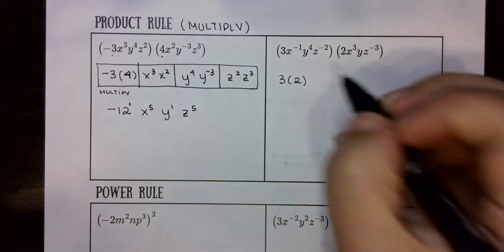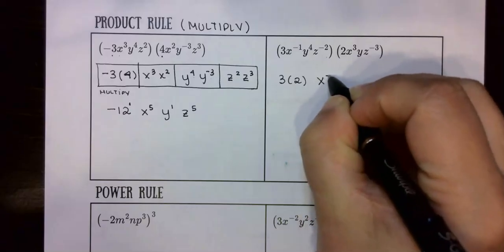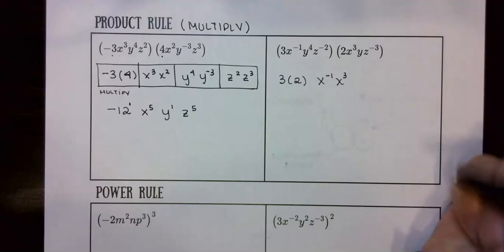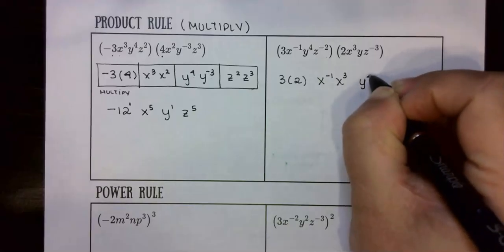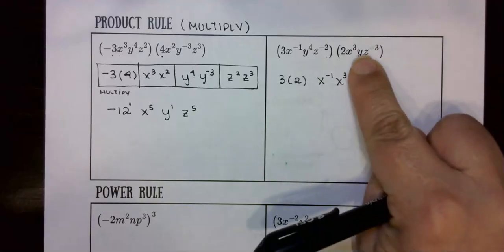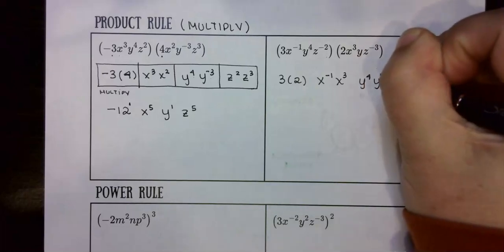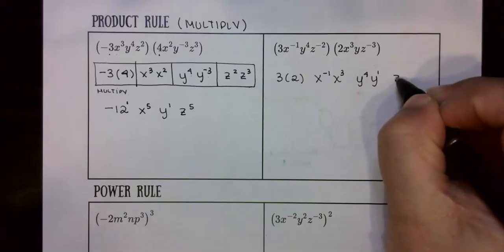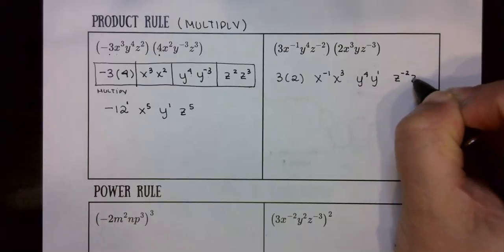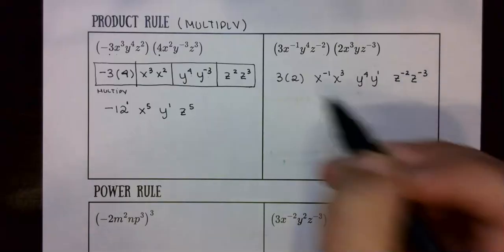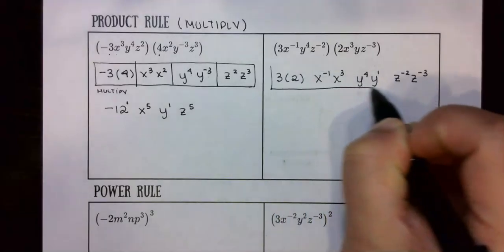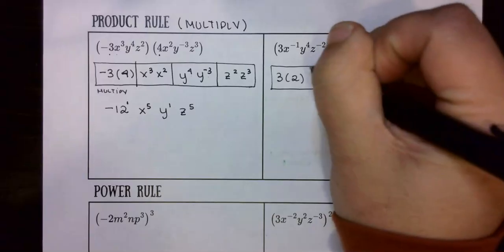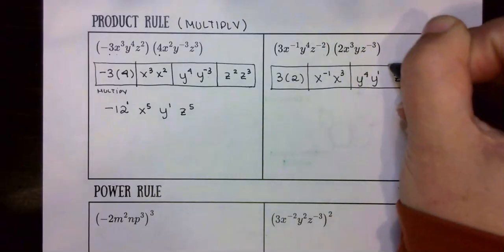I can see that we have two x's, so we're going to say x to the negative 1, x to the 3. Two y's, y to the 4th, and because we have a y with no exponent, remember, understood 1. All right, then we have z to the negative 2 and z to the negative 3. I'm going to put my box around it and separate everything.